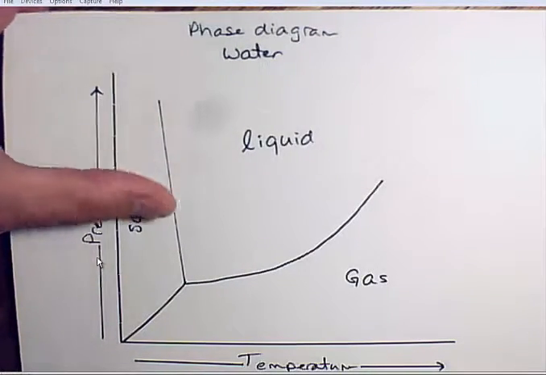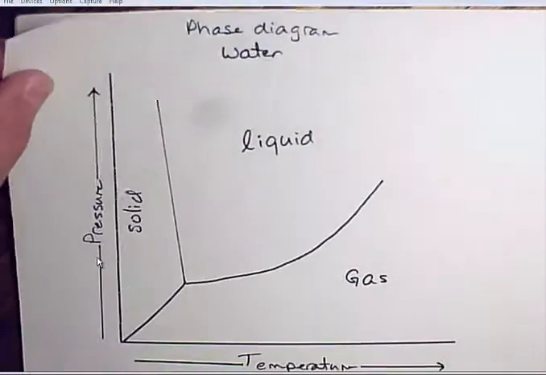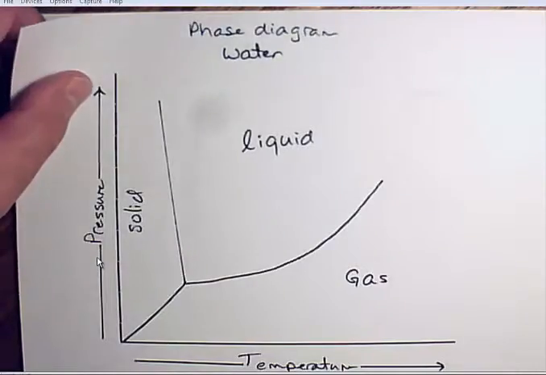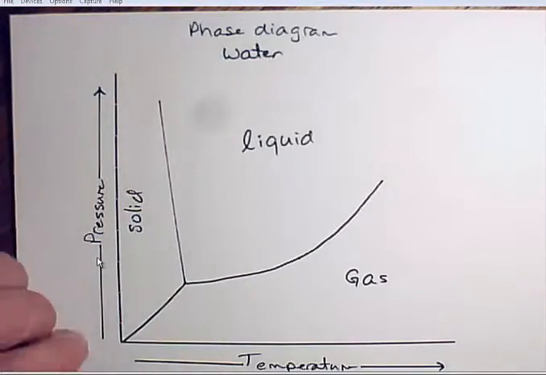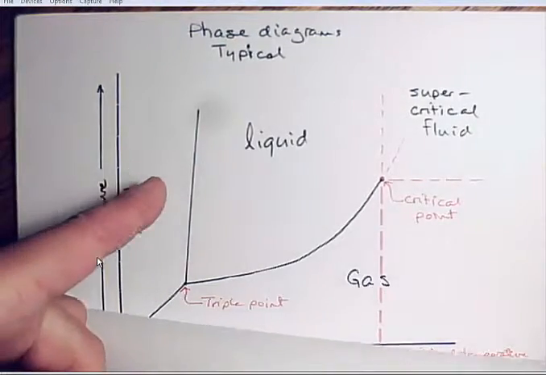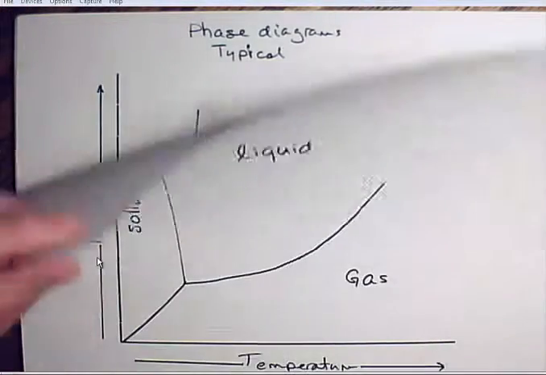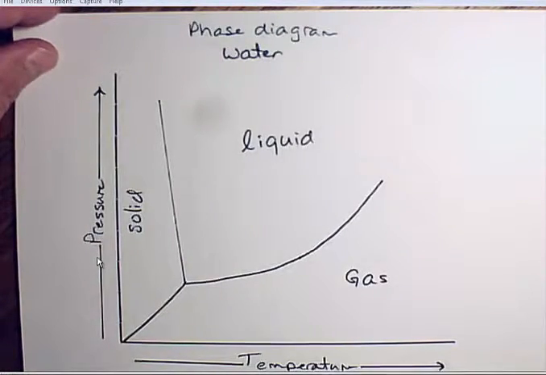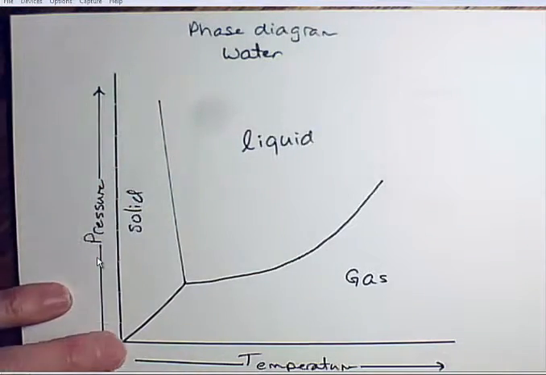Water's behavior, this solid to liquid boundary, leans sort of back. It's a negative slope instead of a positive slope. Most substances are positive right here, that line right there. But water's slope is negative. I'm going to draw that again. The curving one is the liquid gas boundary.